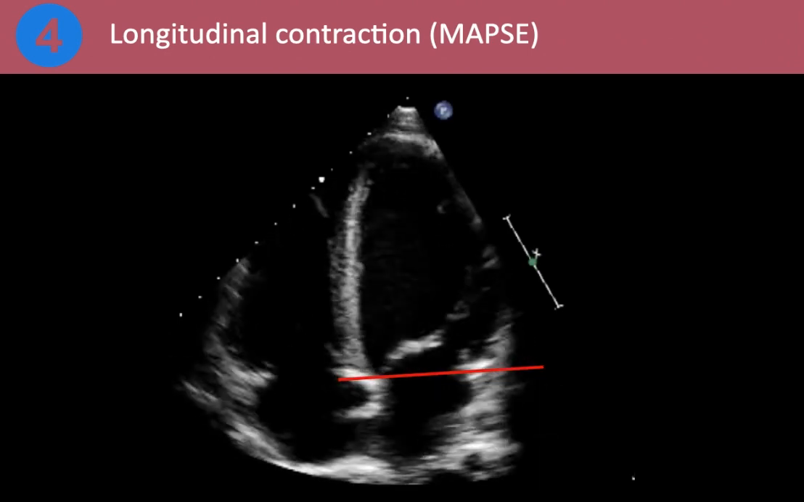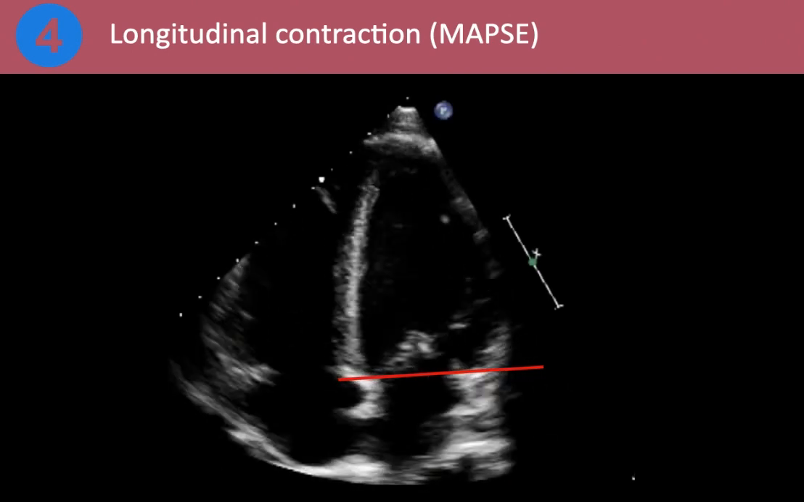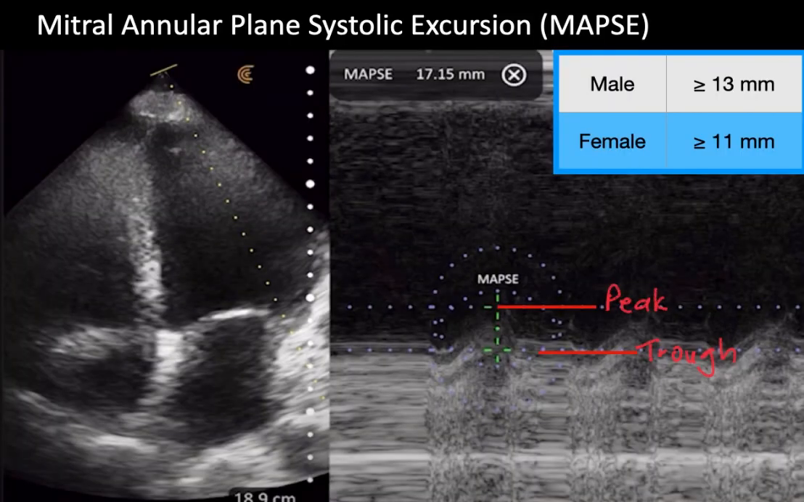There is a way to quantitatively measure this, and it is called the mitral annular plane systolic excursion, or MAPSE. Briefly, MAPSE is measured in the M mode view with the M mode cursor placed through the mitral valve annulus here. Then you get an M mode tracing of the mitral valve annulus moving up and down. MAPSE is the excursion distance between the peak and the trough. Normal contractility will have an excursion of 13 mm or more in males and 11 mm or more in females.